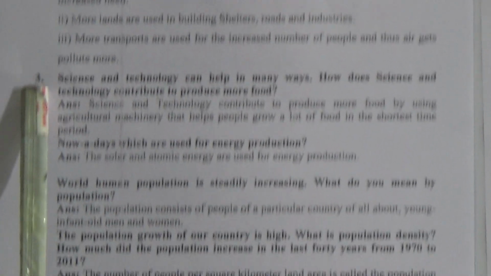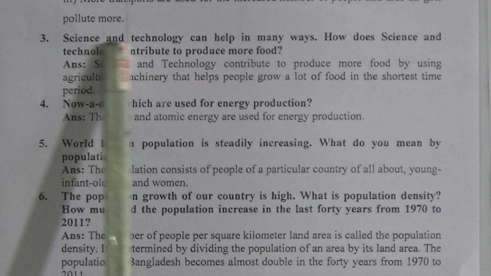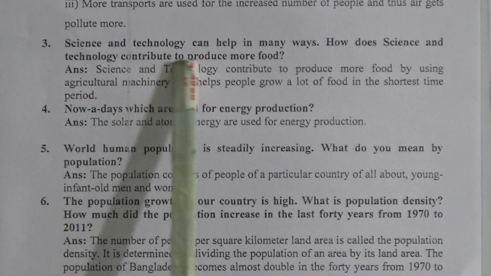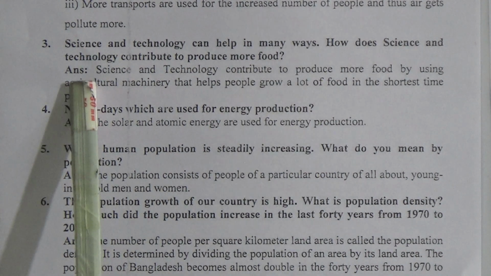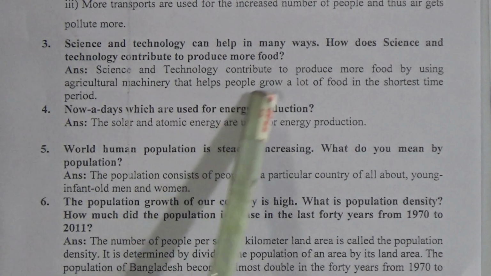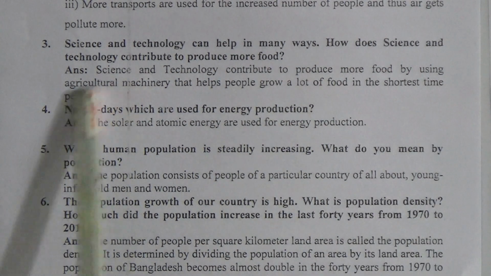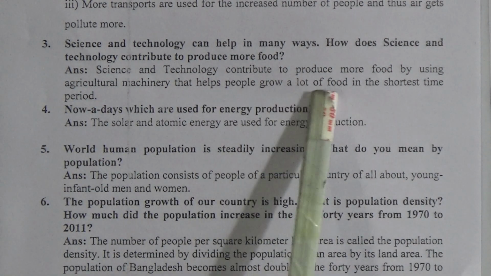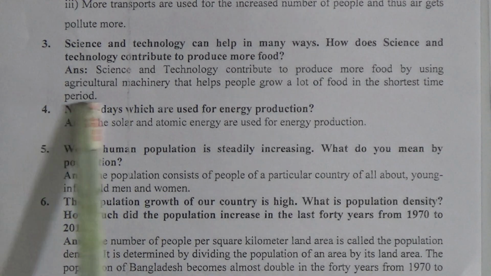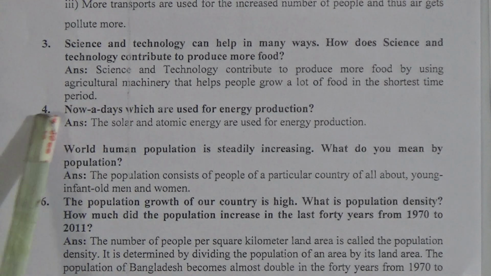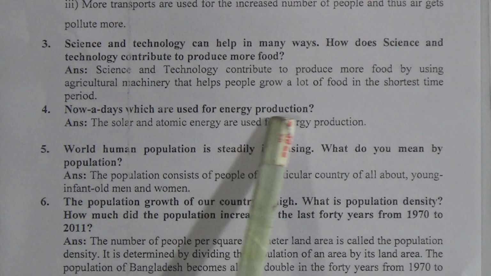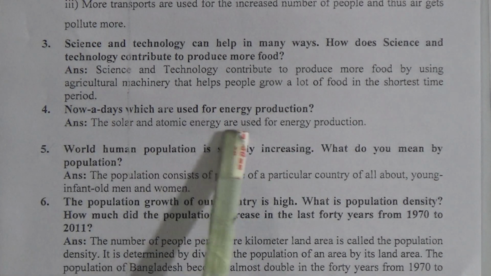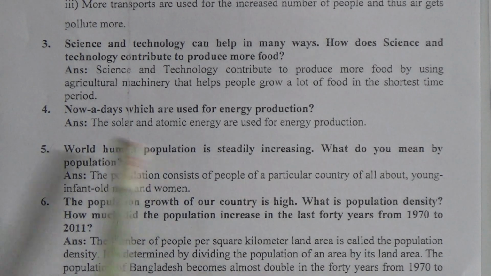Now come to next question. Science and technology can help in many ways. How does science and technology contribute to produce more food? The answer is, science and technology contribute to produce more food by using agriculture machinery that helps people to grow a lot of food in the shortest time period. Now come to next question. Nowadays which are used for energy production? The answer is the solar and atomic energy are used for energy production.